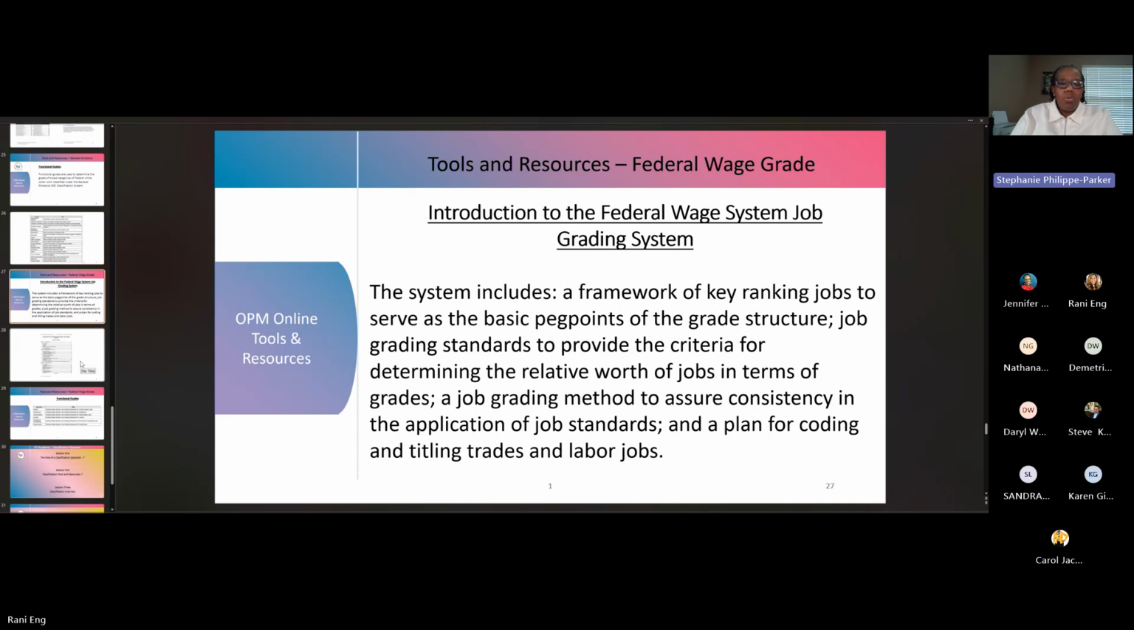Similar to the general schedule, the wage grade system also has an introductory handbook, and it's called the Introduction to the Federal Wage System Job Grading System. It basically includes a framework of key ranking jobs to serve as the basic peg points of the grade structure, job grading standards to provide criteria, job grading methods to assure consistency, and then a plan for coding and titling trade and labor jobs. Next slide, please.